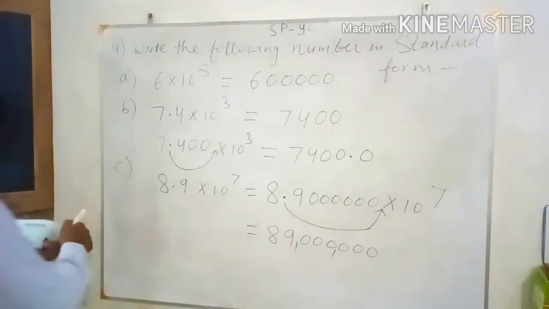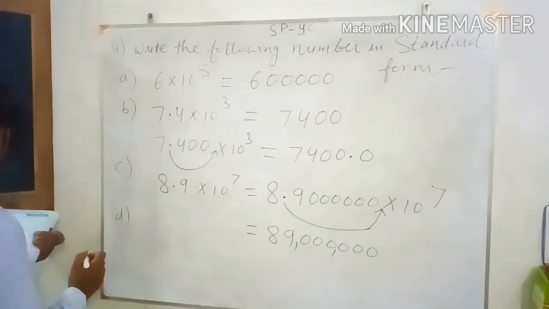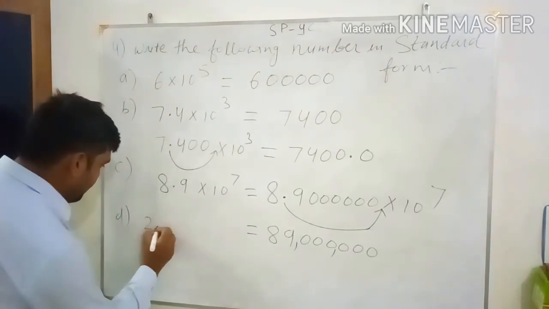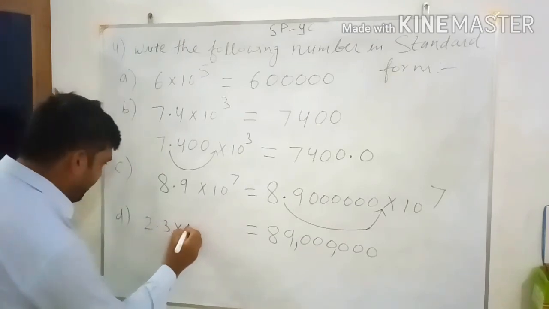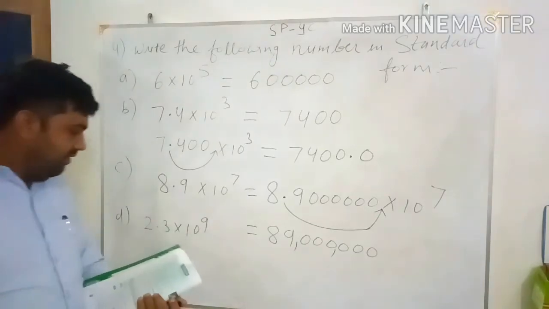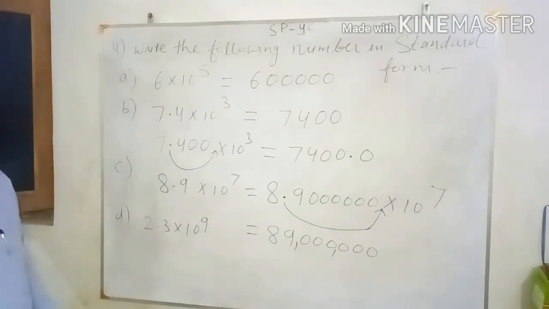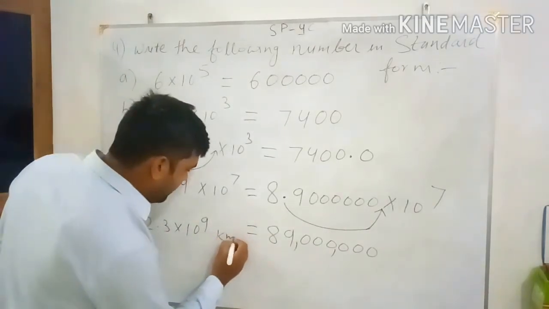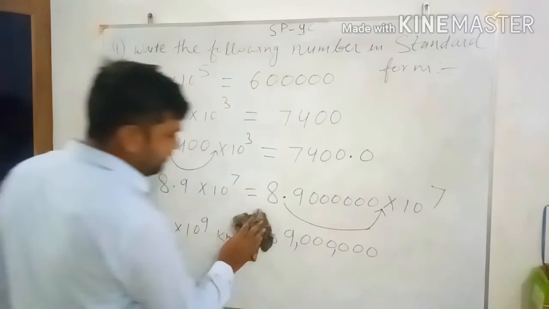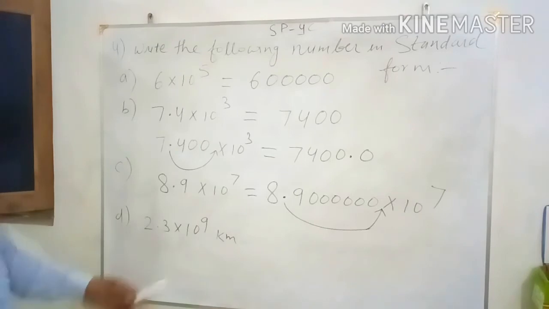Similarly, question D. Voyager 2 flew an indirect course of about 2.3 into 10 to the power 9 kilometers to reach Saturn. So Voyager 2 flew an indirect course distance of 2.3 times 10 to the power 9 kilometers. This much distance Voyager flew to reach Saturn. So this number we have to express in the standard form.